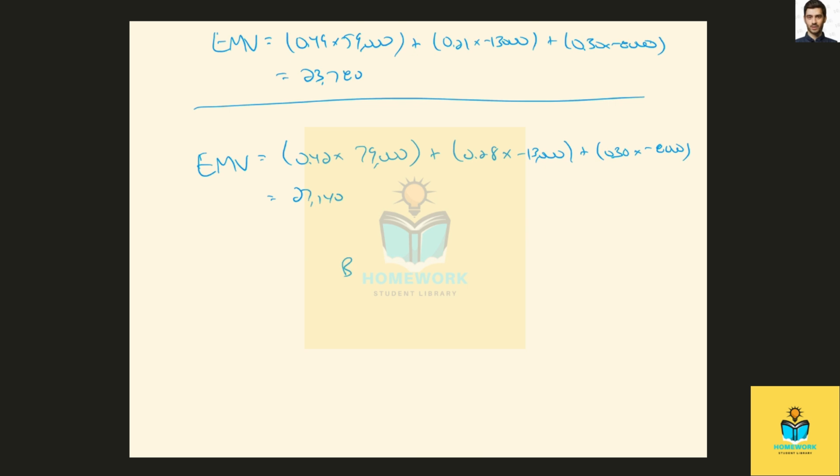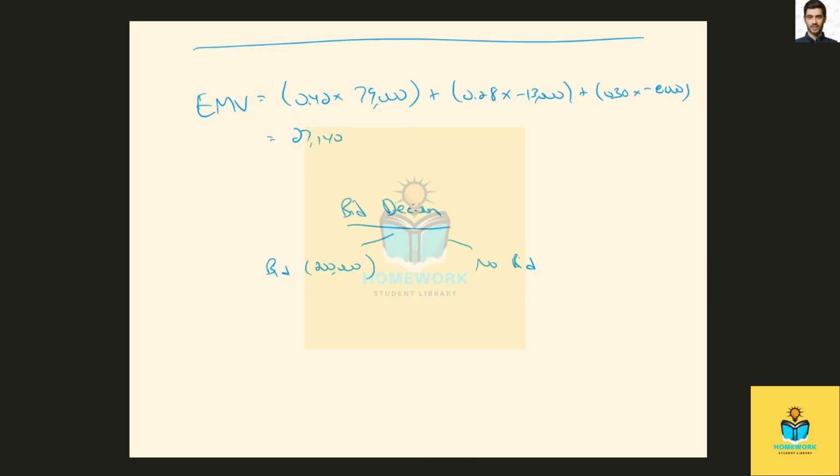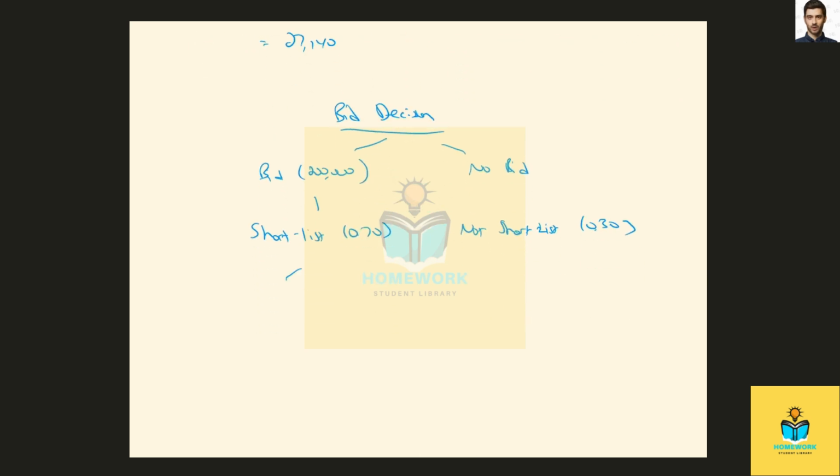The decision tree: so if we bid $200,000 or no bid, well, it's got a shortlist probability of 0.70 and not shortlist of 0.30. It's accepted at 0.42 or rejected at 0.28. And then if it's accepted, you'd have either a profit of $79,000 or a loss of $13,000. And then if it's rejected, you'd have a loss of $8,000.